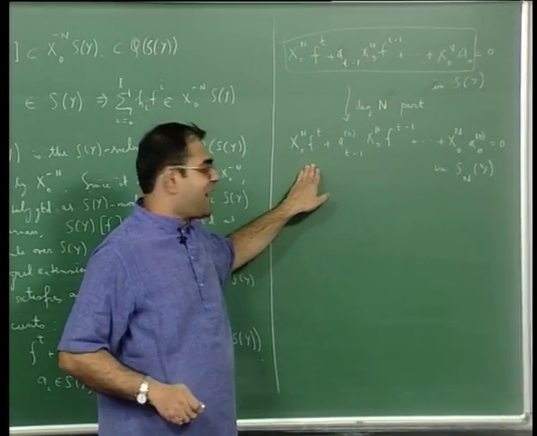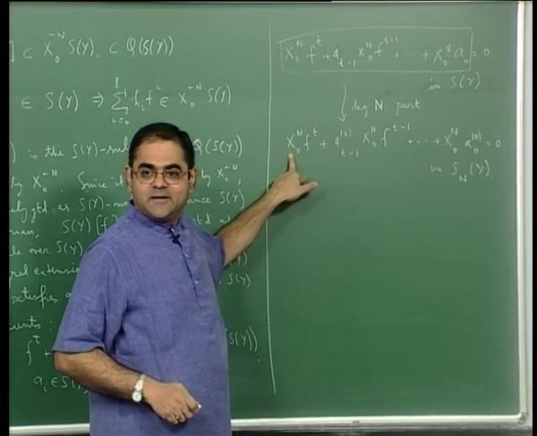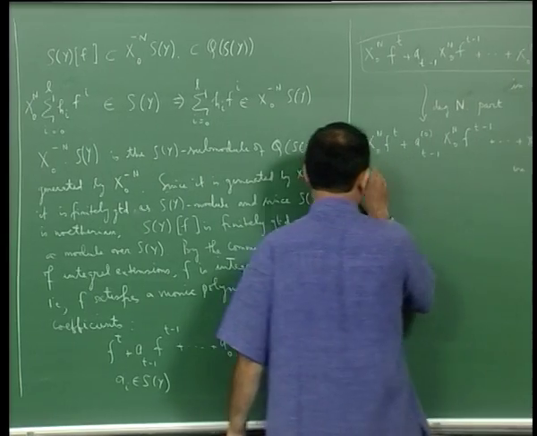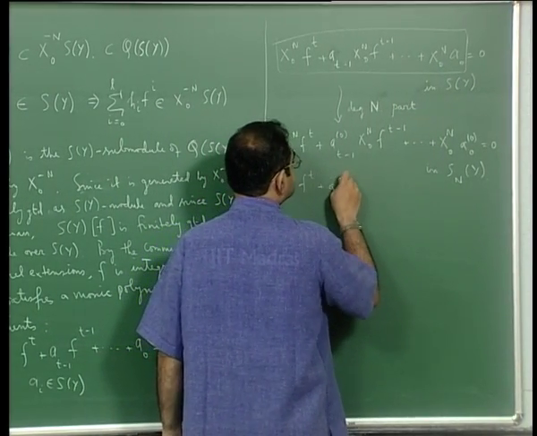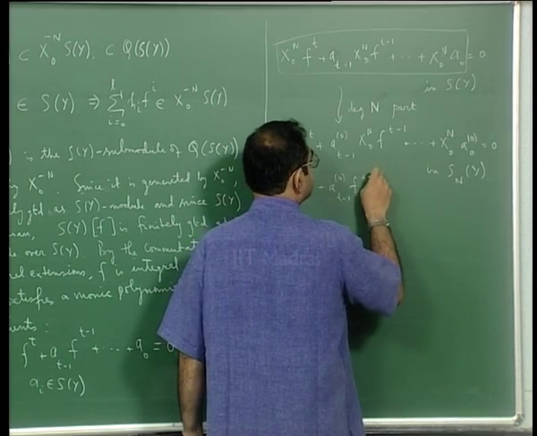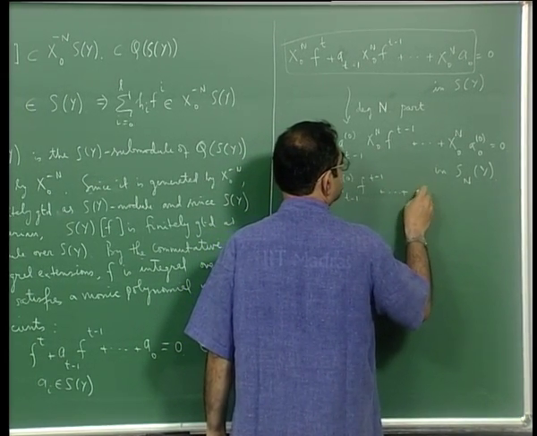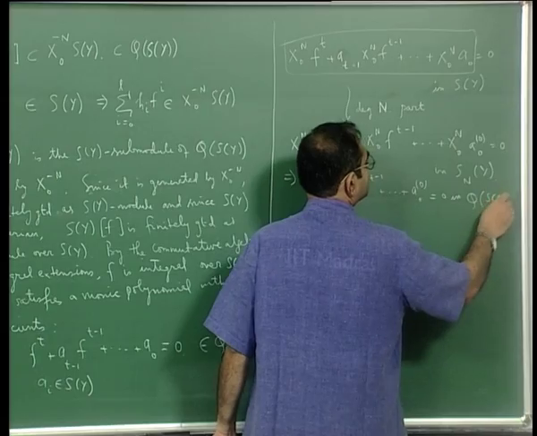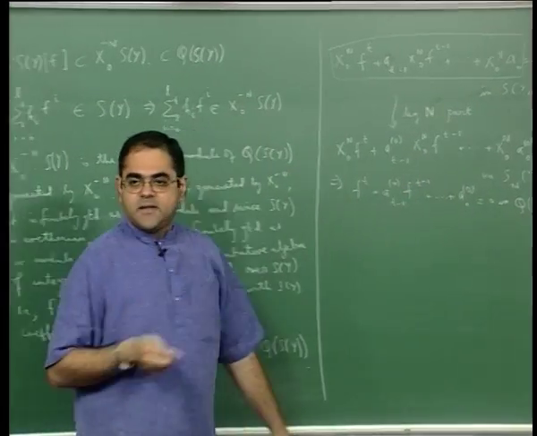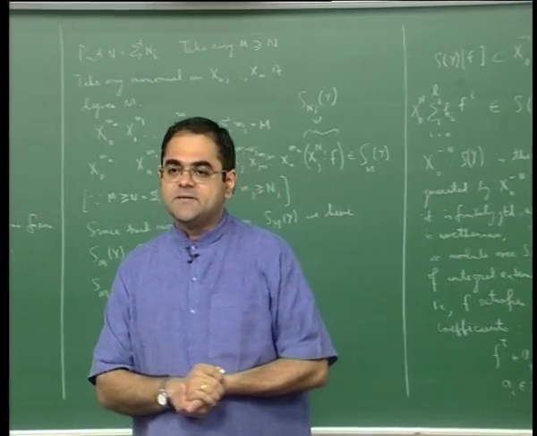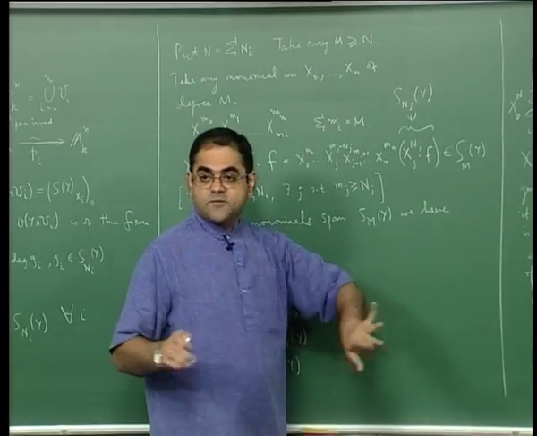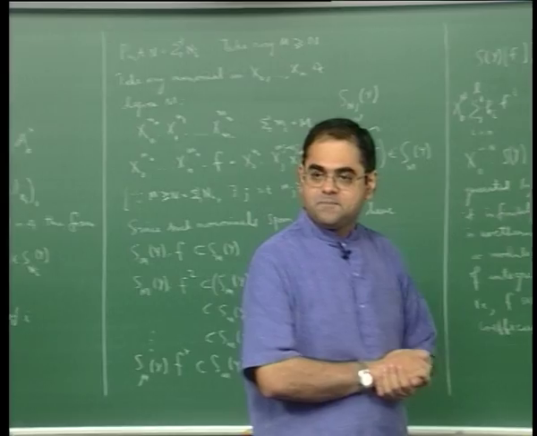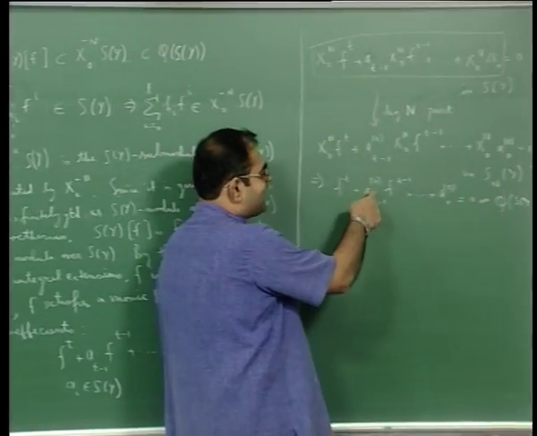Now what I will do is cancel this x0^n, and when I cancel x0^n, I have to go out of SY, but I will still be in the quotient field of SY. So this implies that f^t plus a_{t-1}^0 f^{t-1} plus and so on plus a_0^0 is equal to 0 in the quotient field of SY. This makes sense because I am simply multiplying by x0 to the power minus n, which throws me out of SY, but certainly keeps me inside the quotient field of SY because x0^{-n} lives there.